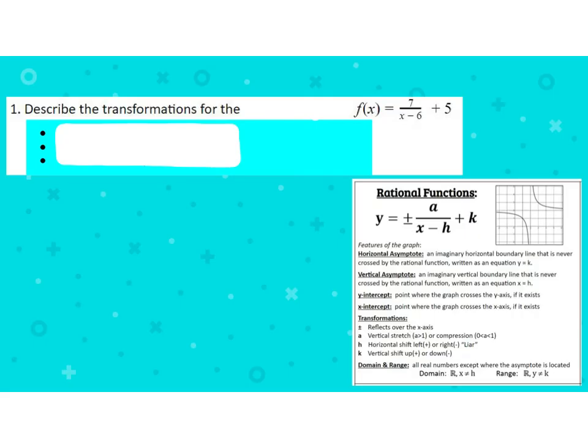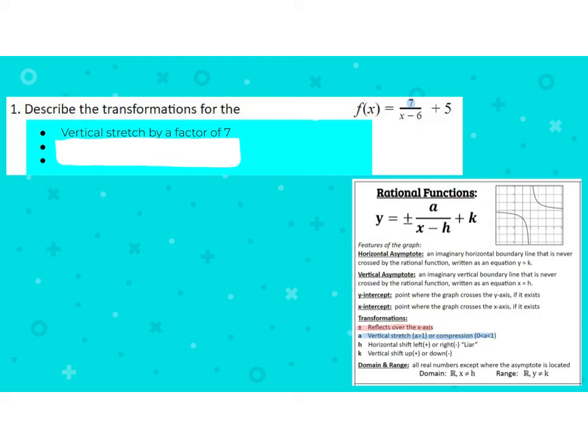Example 1 says, describe the transformations for the graph f of x equals 7 over x minus 6 plus 5. So what we're going to do here is first look to see if we have a reflection. In order to know if we have a reflection or not, we look to see if there is a negative in the front of our graph. If there is, it's been reflected. Since we don't have one, we know there's no reflection. Then we look for our a value. In this case, the a value is 7. And because the a value is 7, we know we have a vertical stretch, so a vertical stretch by a factor of 7.